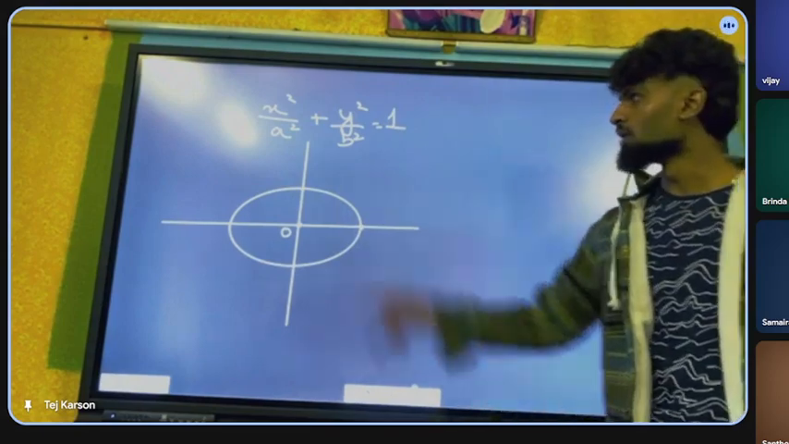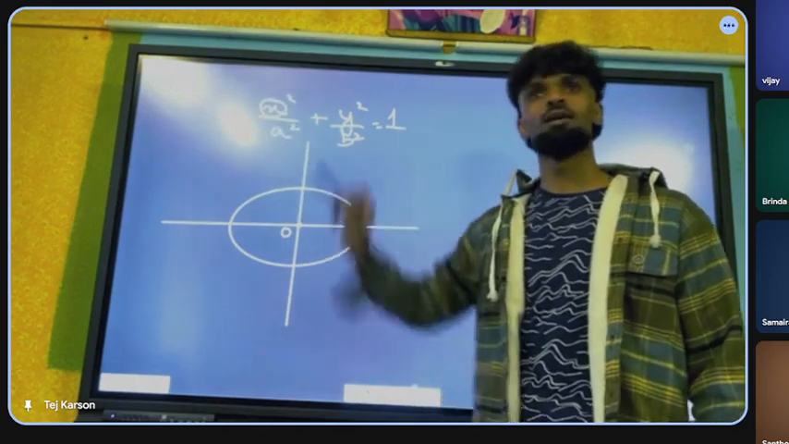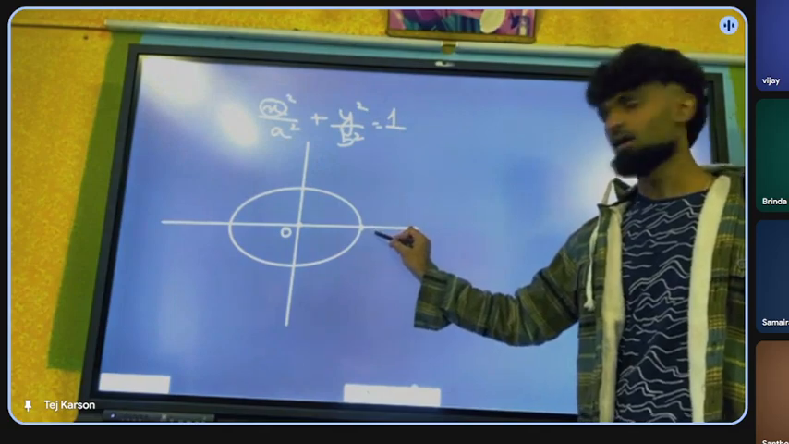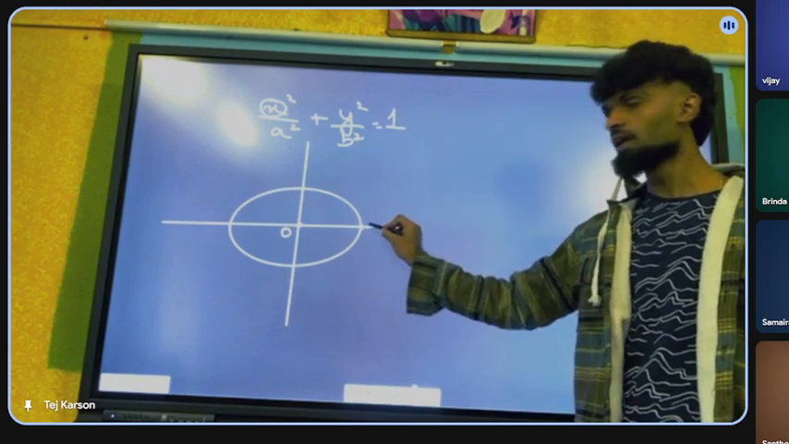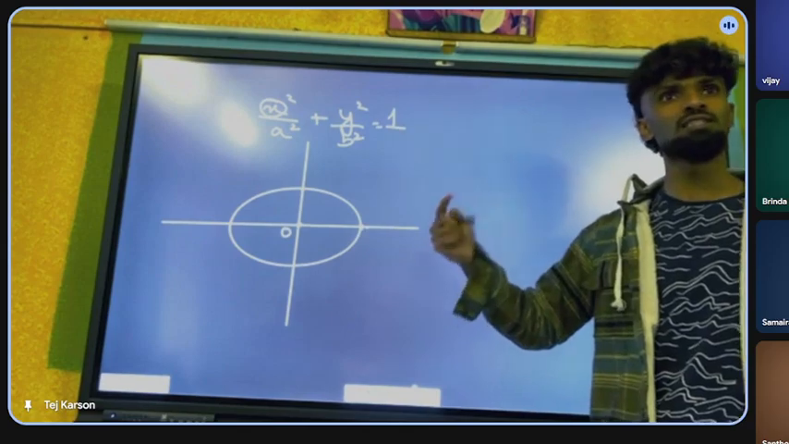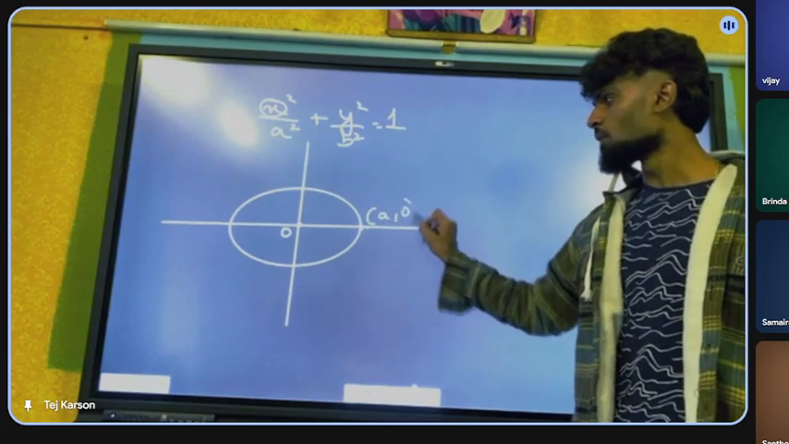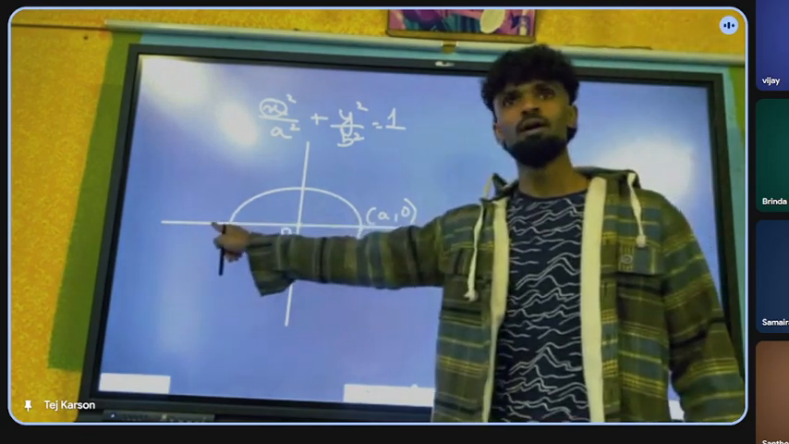Now how do we know it? Look at the diagram. Under the x-axis, what letter is there? A. This is what axis? The x-axis. So here A has to get involved. Any point on the x-axis is something comma 0. So it will be A comma 0. If this is A comma 0, this will be minus A comma 0.